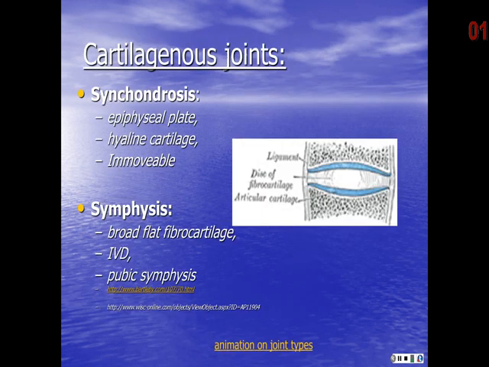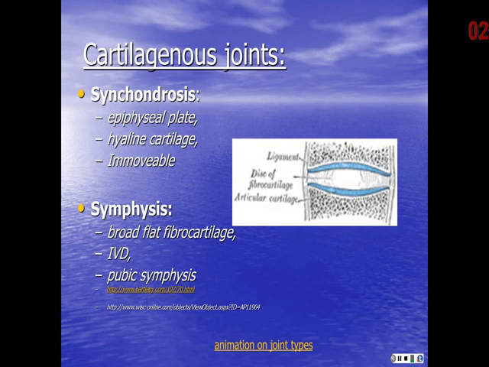The cartilaginous joints are held together by cartilage. The first is the synchondrosis, which is an epiphyseal plate. This actually literally translates to mean with cartilage, and the epiphyseal plate is eventually without cartilage when the bone is fully grown. This joint is held together by hyaline cartilage in the earlier stages and is considered immovable.